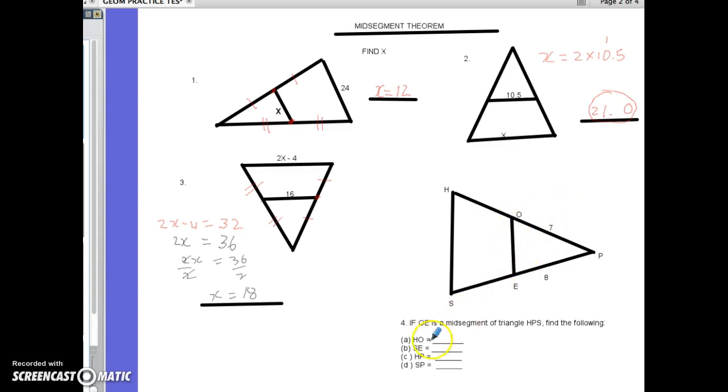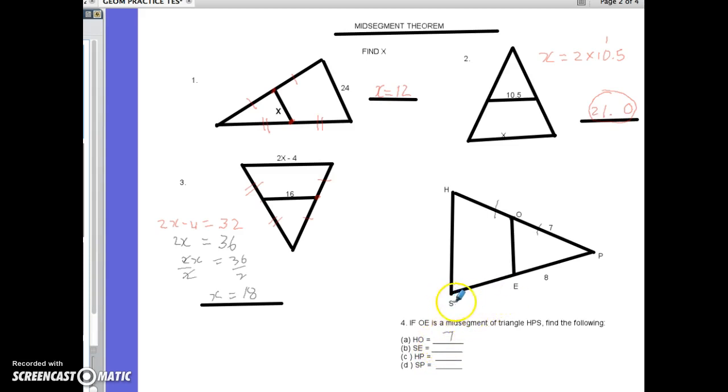This is the mid-segment here. It says if OE is a mid-segment of the triangle, this triangle HPS, find the following. I'm asking you to find HO. The mid-segment would have an endpoint here, which is a midpoint of side HP. So this would have to be equal to this, and that means then that HO and OP would have to be the same. OP is 7, so HO would have to be 7.